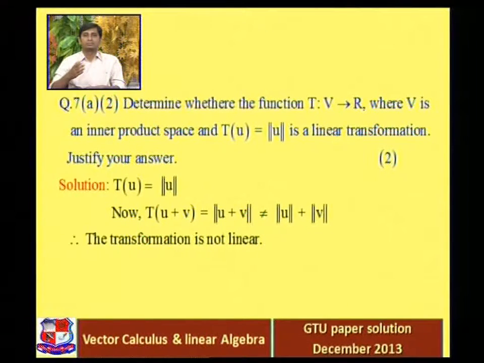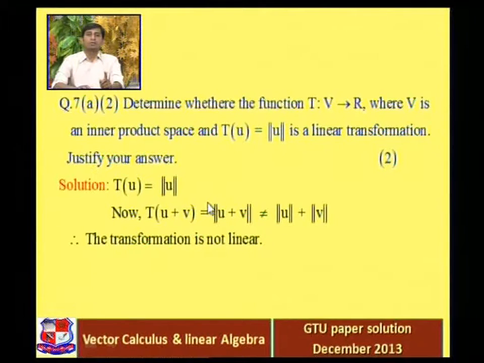Now the norm of U plus V is the square root of 1 squared plus 1 squared, which is root 2. So the left hand side gives root 2. Norm U is the square root of 1 squared plus 0 squared, which is 1, and norm V is the square root of 0 squared plus 1 squared, which is also 1. So the right hand side is 1 plus 1, which is 2. The left side becomes root 2 and the right side becomes 2.